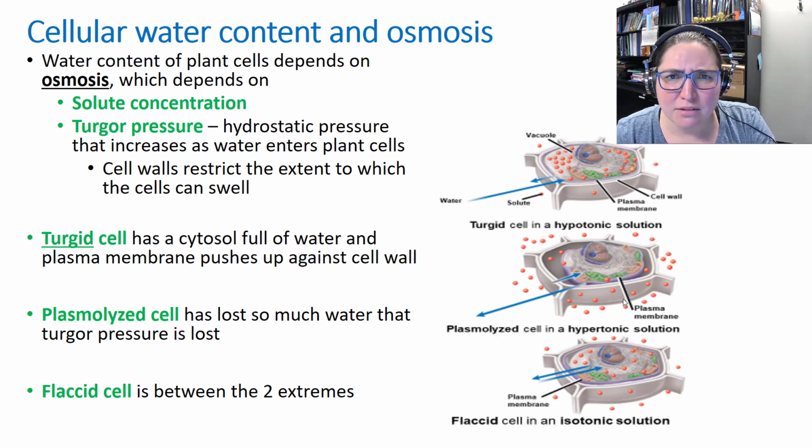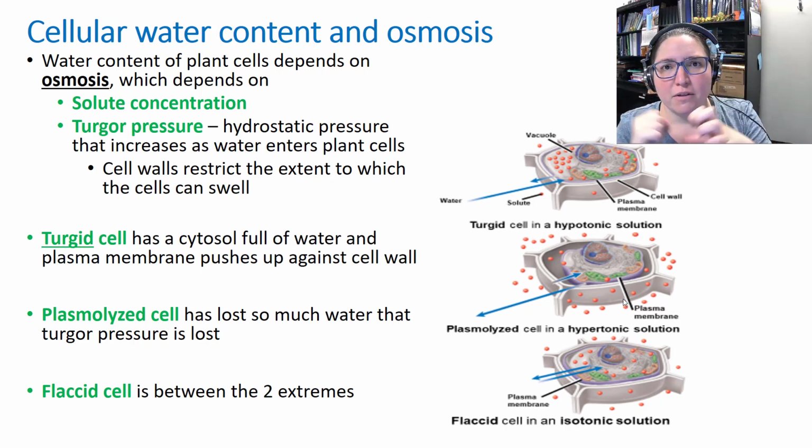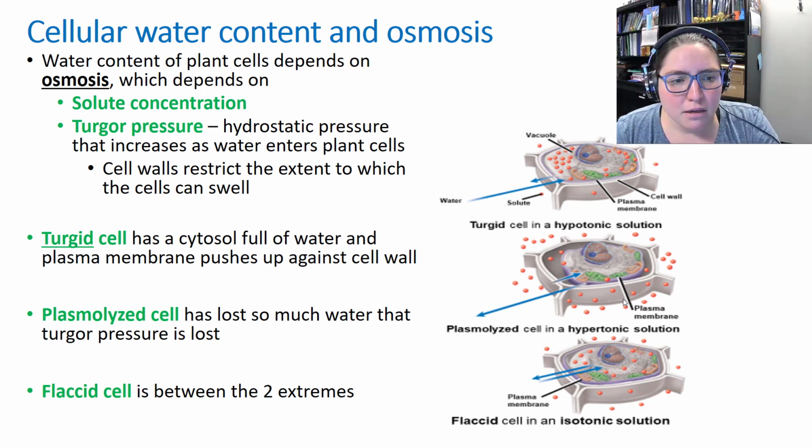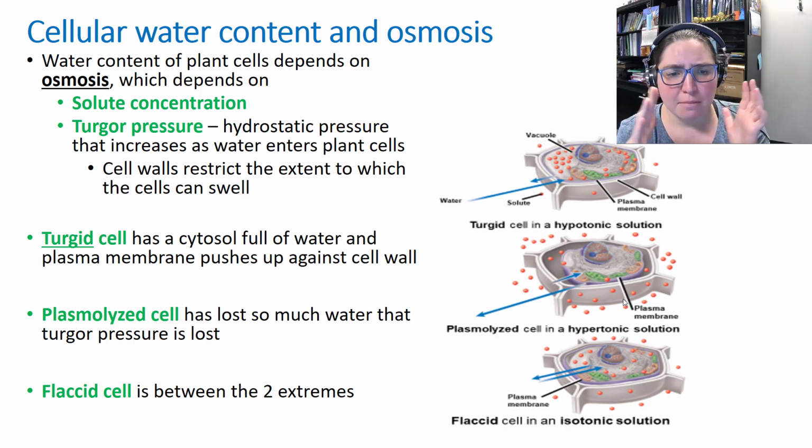And what happens to the animal cells if too much water rushes into an animal cell? Right? If too much water rushes in, the animal cell gets bigger and bigger and bigger, and then eventually it bursts, or lyses. But plant cells don't do that. So we can describe plant cells based on their cytosol content and how close their plasma membrane is to their cell wall. So a turgid cell is a cell that has a cytosol full of water and the plasma membrane is pushed up against that cell wall.